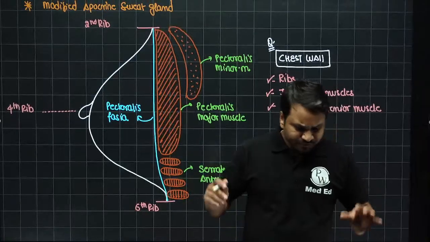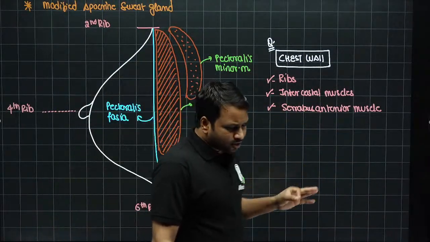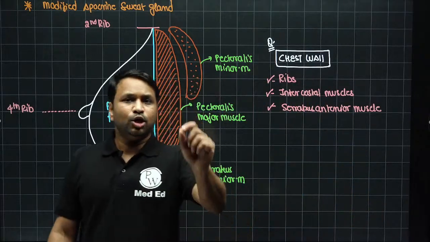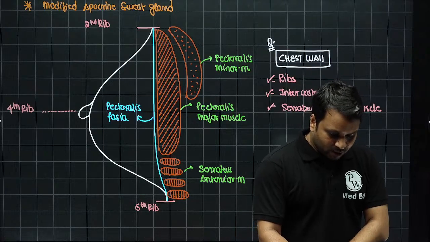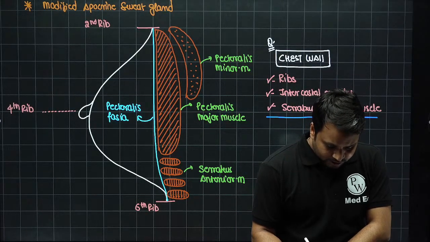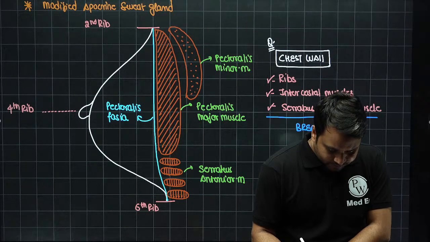So you have the chest wall. The chest wall is made up of three important components: the ribs, the intercostal muscles, and the serratus anterior group of muscles. The pectoralis major and the pectoralis minor do not form a component of chest wall. Now, why this is important is when we speak about breast cancer, as we go forward.